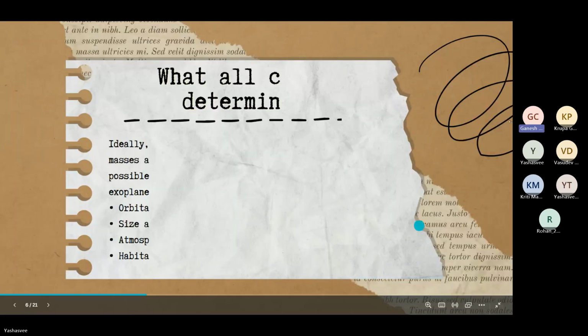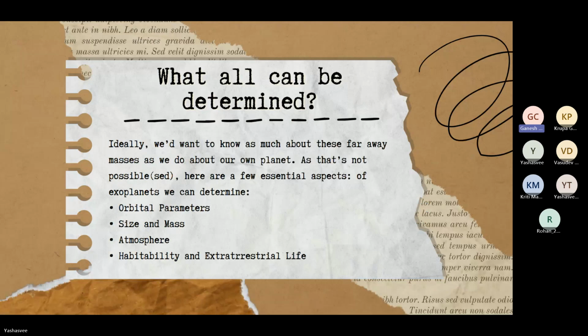So here is a list of what we can determine at our stage. That's the orbital parameters, which may include the orbital period or the inclination of the orbit of the exoplanet with respect to the line of sight of the observer on the Earth, the size and mass, the atmosphere, the habitability, and extraterrestrial life.